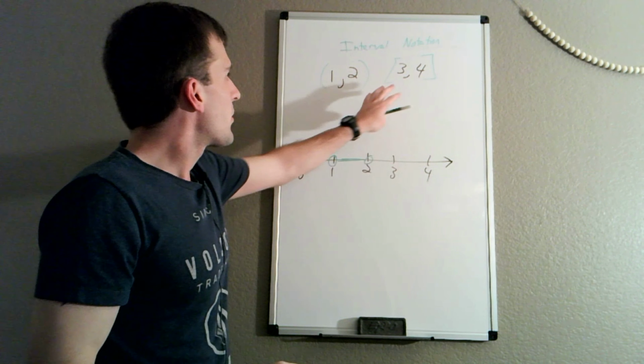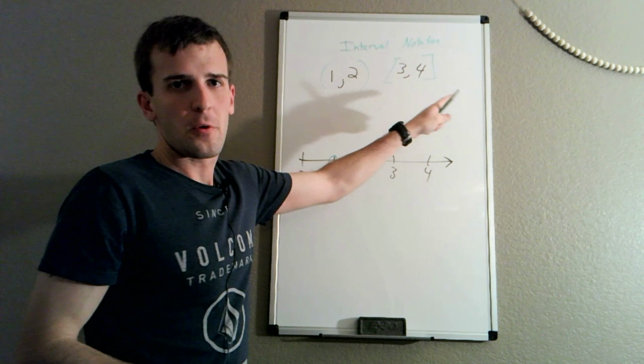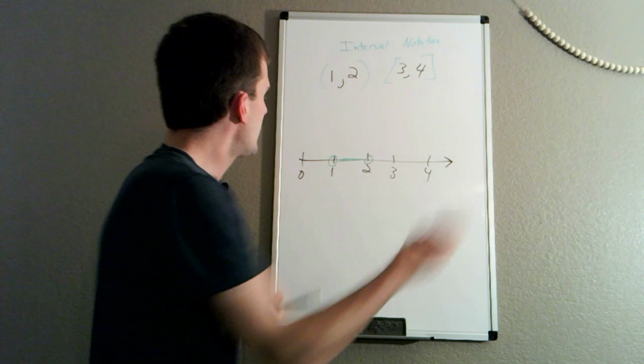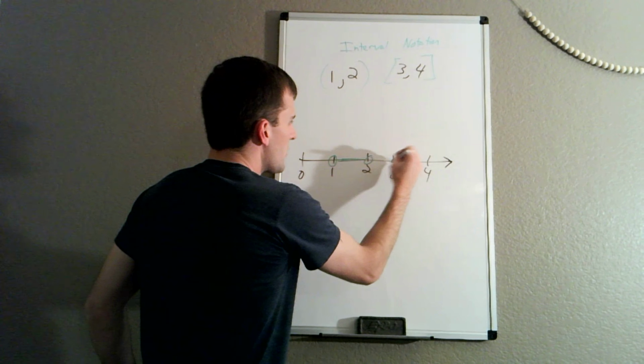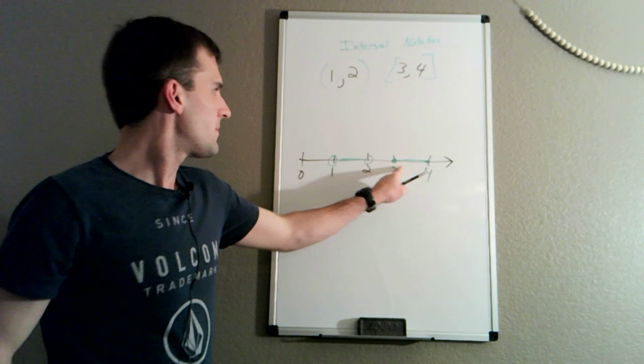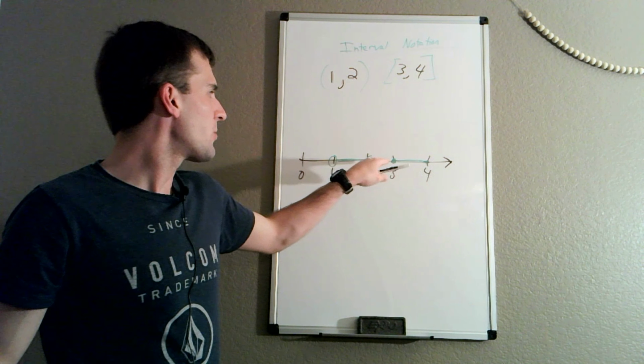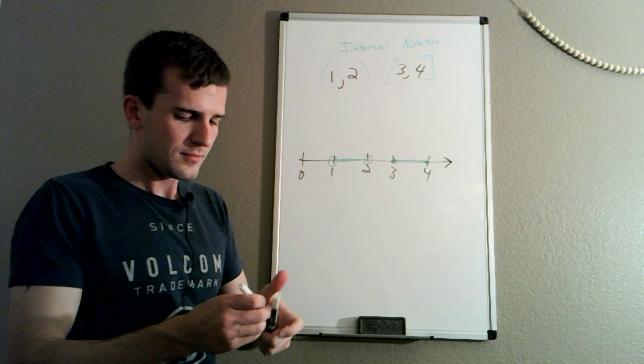Now let's say we want to draw this one. With the brackets, we're saying that we're including 3 and 4 in the set. So when we draw this, we're putting a dot at 3 and a dot at 4, and we're connecting the dots. And this represents every value between 3 and 4, including 3 and 4.